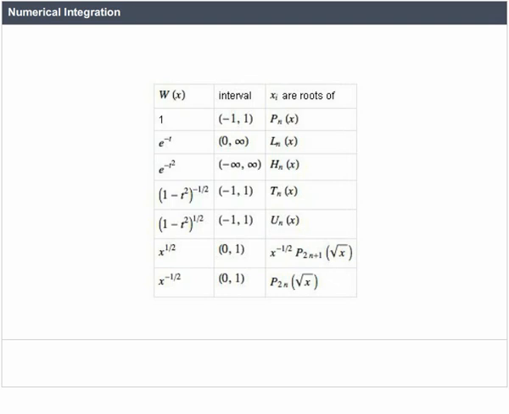First row: 1, minus 1 comma 1, pn of x. e power minus t, 0 comma infinity, ln of x. e power minus t square, minus infinity comma infinity, hn of x. 1 minus t square whole power minus 1 by 2, minus 1 comma 1, tn of x. 1 minus t square whole power 1 by 2, minus 1 comma 1, un of x. x power minus 1 by 2, 0 comma 1, p2n square root of x. x power 1 by 2, 0 comma 1, p2n plus 1 square root of x.